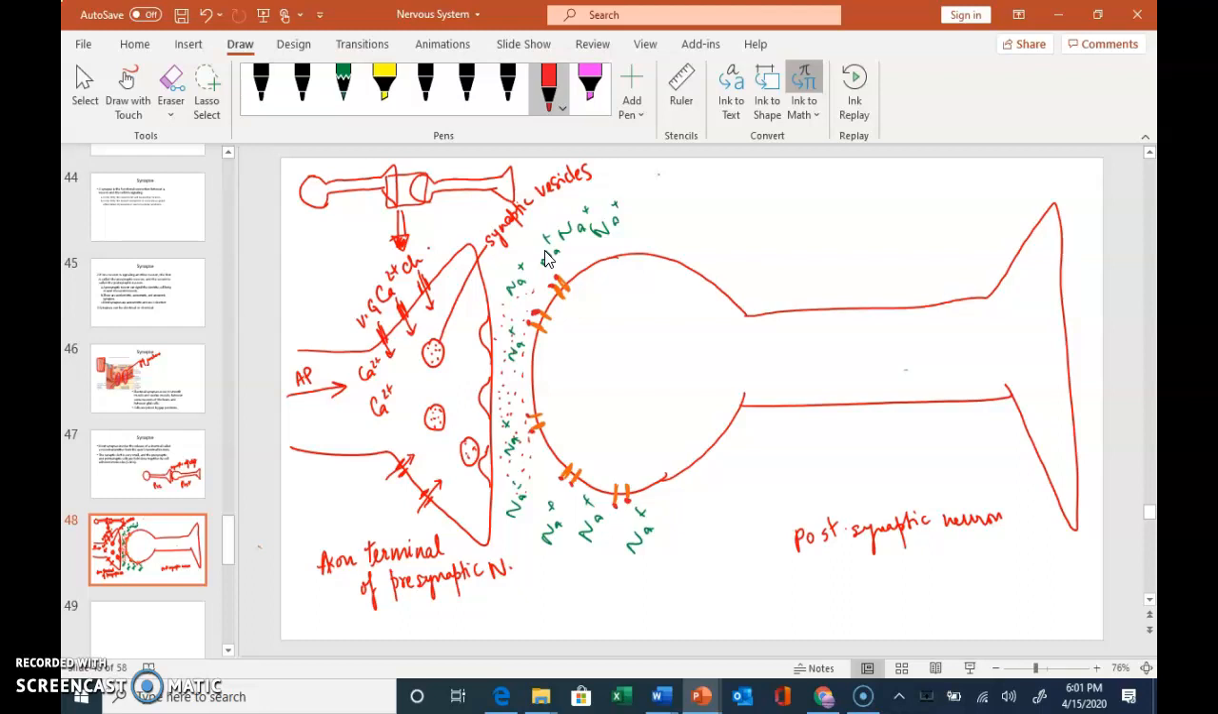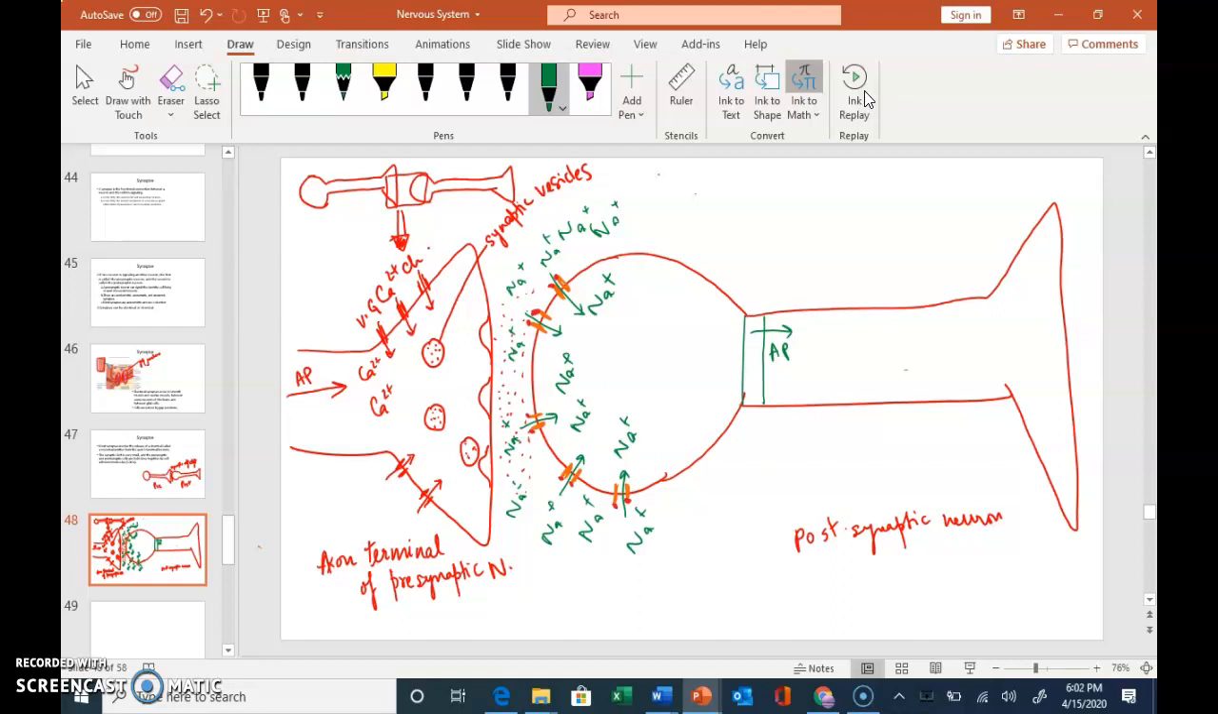We talked about this before. And as they open up, sodium will enter the cell. What will sodium do? Sodium will depolarize the cell because it's positive charge, and sodium will depolarize the postsynaptic neuron, and if the depolarization is strong enough at the axon hillock, an action potential will be generated. Okay?